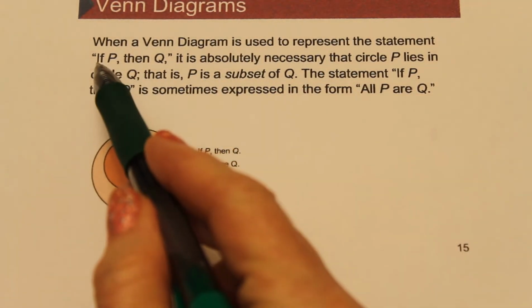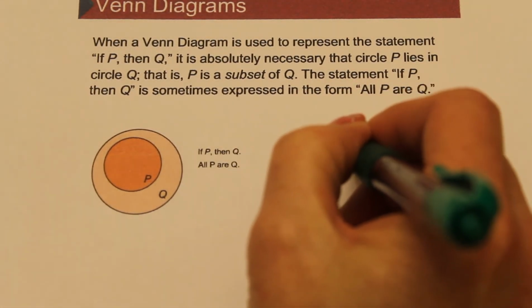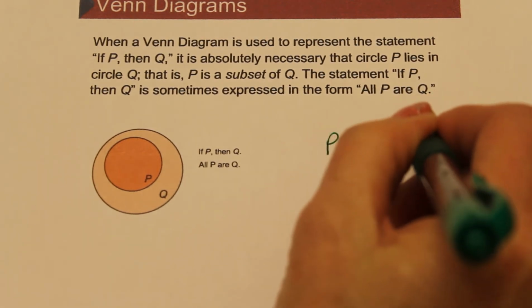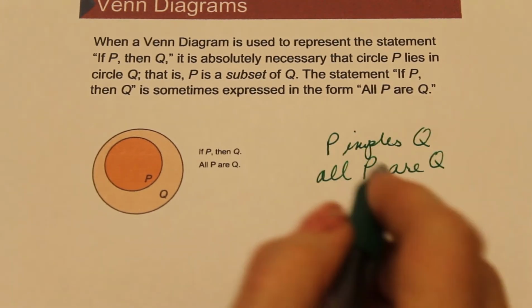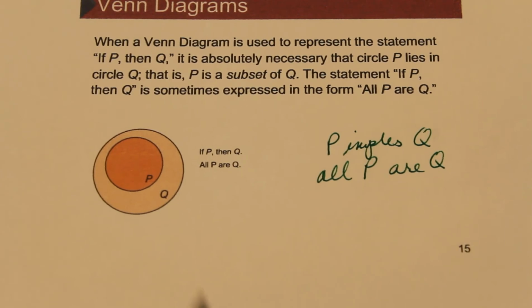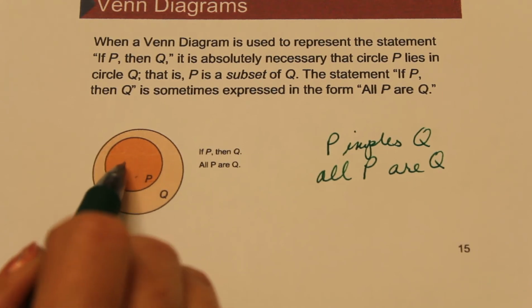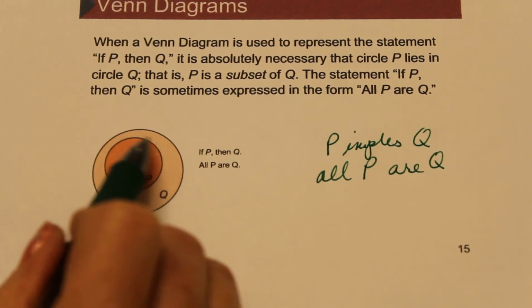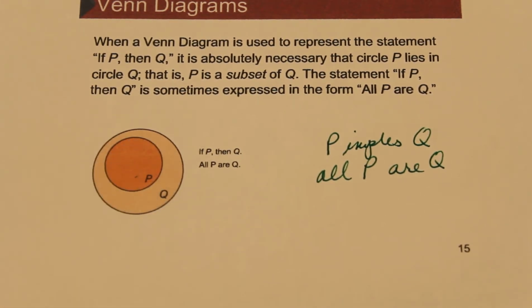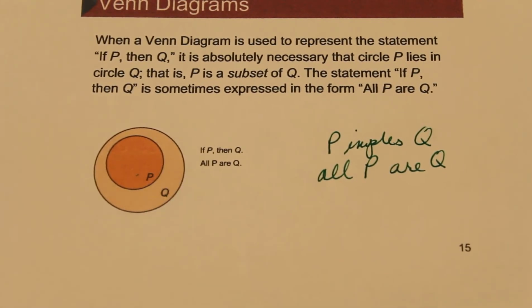How would we represent if P, then Q in a Venn diagram? P implies Q. Or remember, all P's are Q's. Those are other ways to write the conditional if P, then Q. So here we have the set. Here's our set of P's. And if something is in the set of P, it is also in the set of Q. This is how we would draw if P, then Q, using a Venn diagram. In other words, P is a subset of Q.